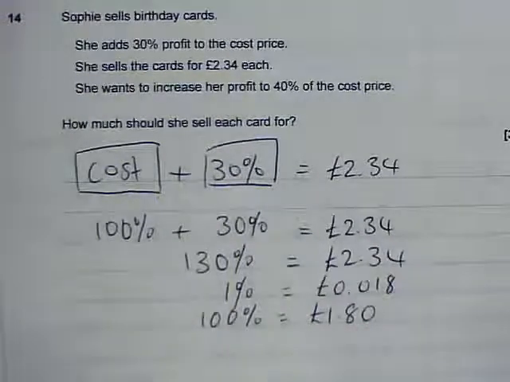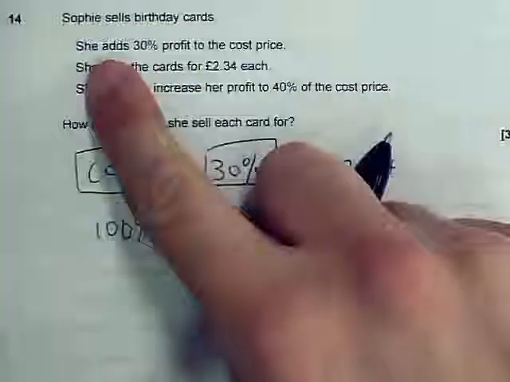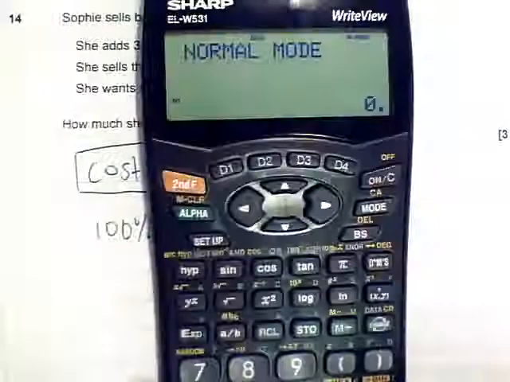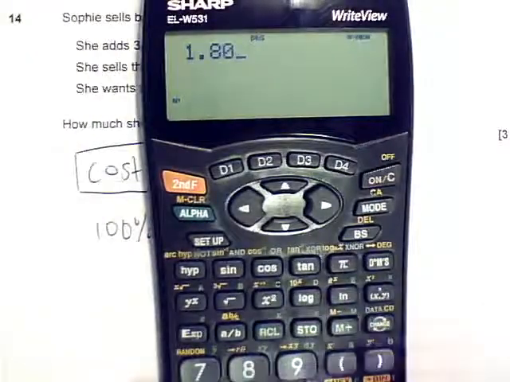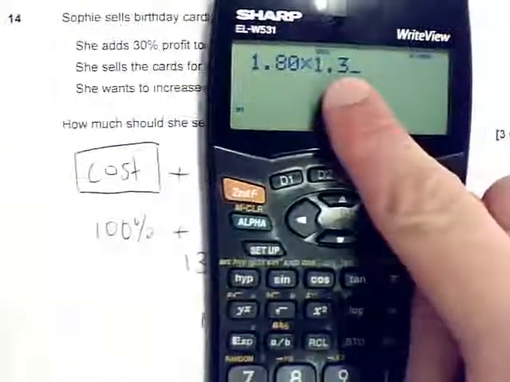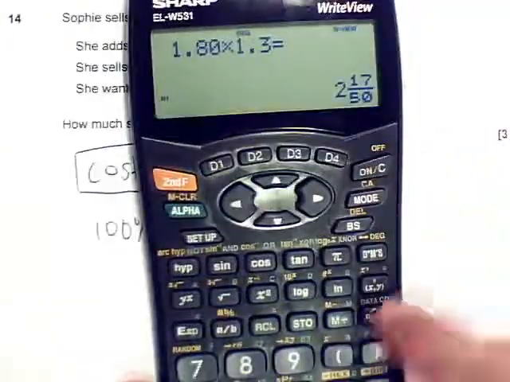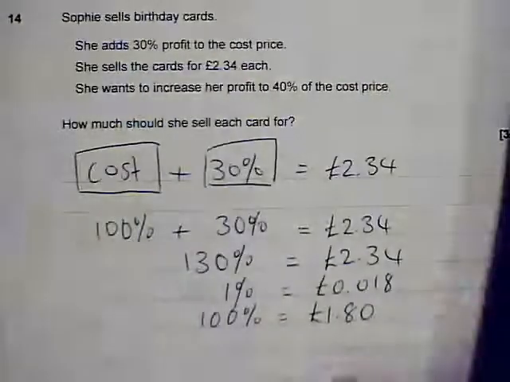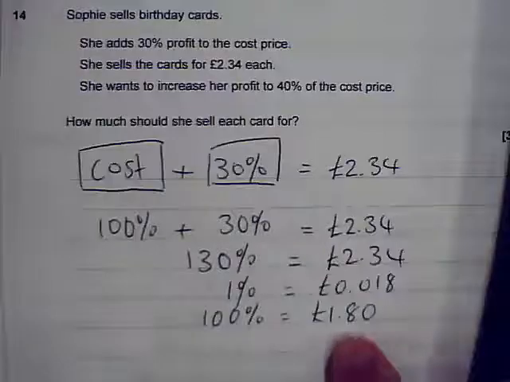Okay, we can check this, because if the cost price was £1.80 and we were to add 30% profit, then I would do £1.80 multiplied by 1.3, because that would increase it by 30%, and we can see that it gives us £2.34. So I know this bit is correct.